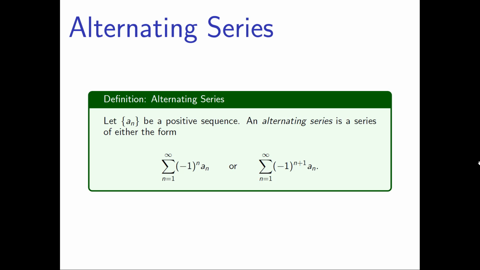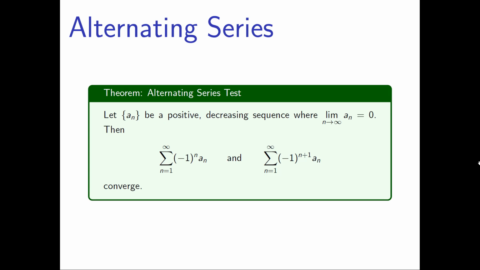We're going to let the a-n's be positive here. That's important because if they're not positive, it doesn't quite work the same with the negative 1 here. So the a-n's are positive, and then we put the negative 1 to the n or the negative 1 to the n plus 1 in front, and these are both alternating series.